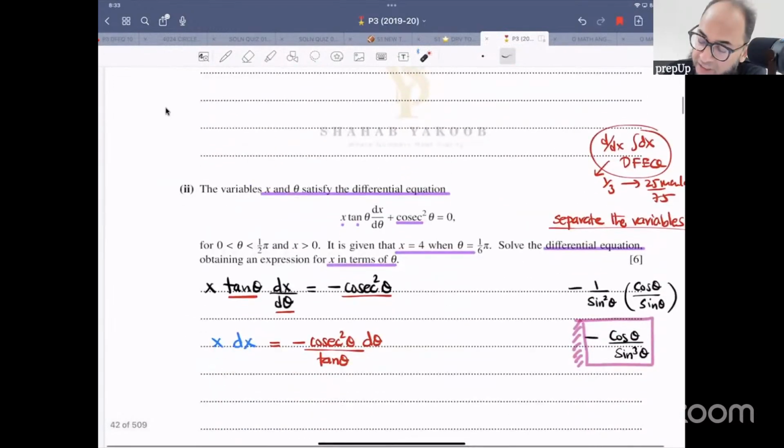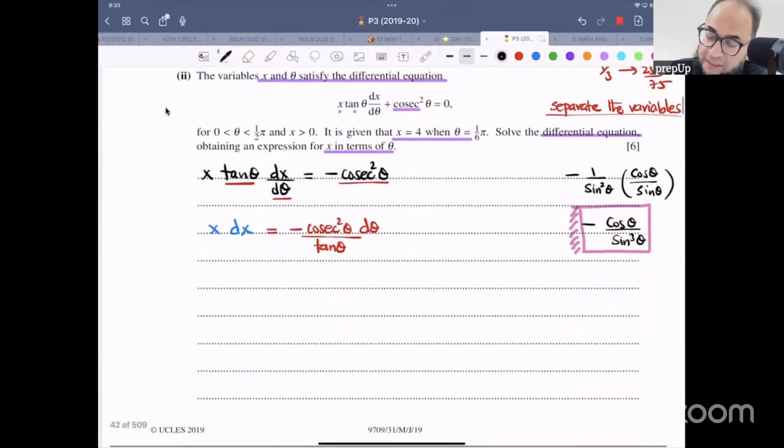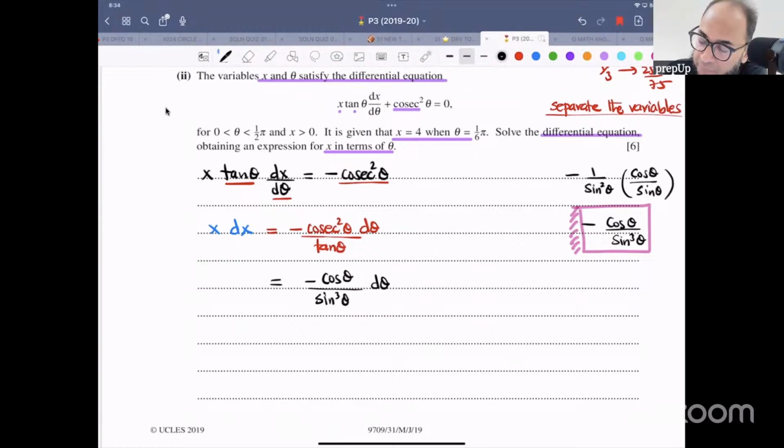Now, what do we have over here? We have this thing simplified: negative cos theta over sine cube theta. Let me write this thing first. Negative cos theta, sine cube theta, d theta. And integration of x dx, let me put it over here.